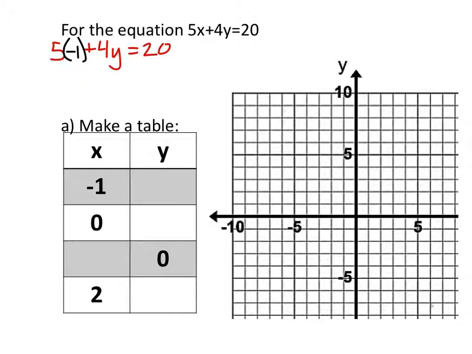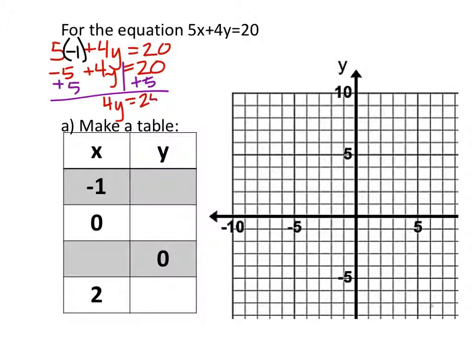And from this point we're just going to solve for y. So 5 times -1 is -5. Then we got the plus 4y equals 20. And then we'll add 5 to both sides. And what do we get out of that? 4y equals 25? Eesh. That's not really going to help us, because this is a fraction, so that's not really completely helpful.